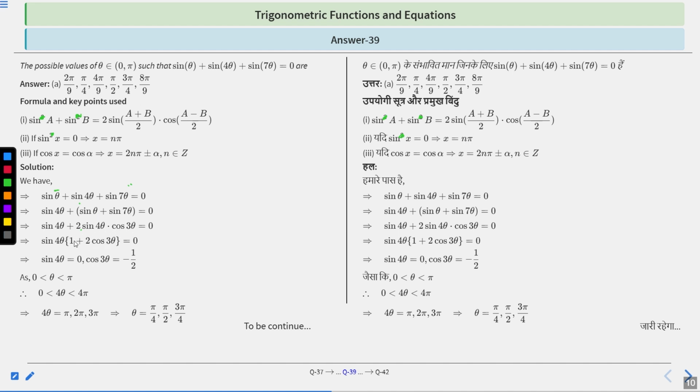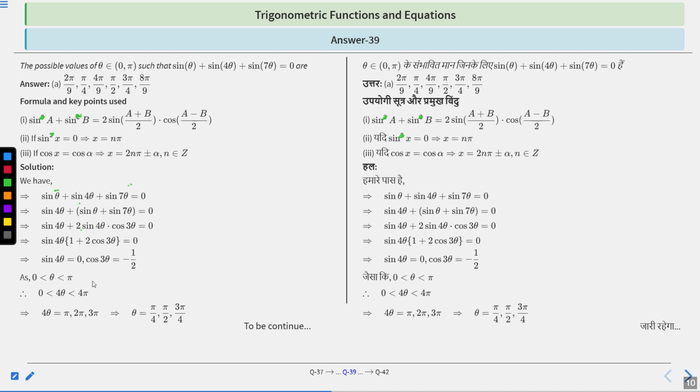So sin 4 theta plus 2 sin 4 theta cos 3 theta equals 0. Now let's take sin 4 theta as common. Therefore sin 4 theta (1 plus 2 cos 3 theta) equals 0. Therefore sin 4 theta equals 0 or cos 3 theta equals -1 by 2. Now, as theta is between 0 and pi, 4 theta is between 0 and 4 pi. Therefore, if sin 4 theta equals 0, that means 4 theta will be equal to n pi.